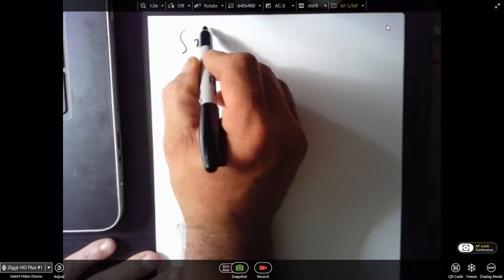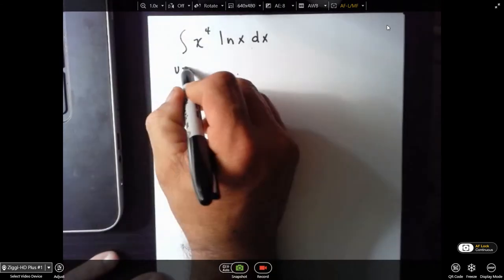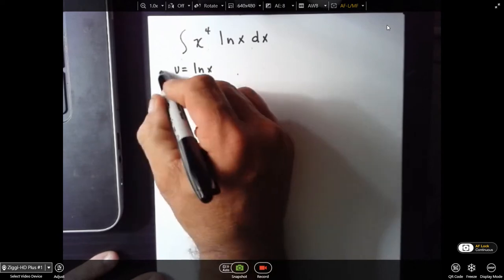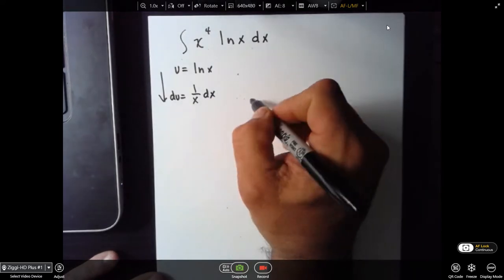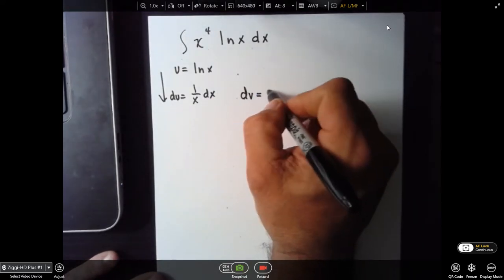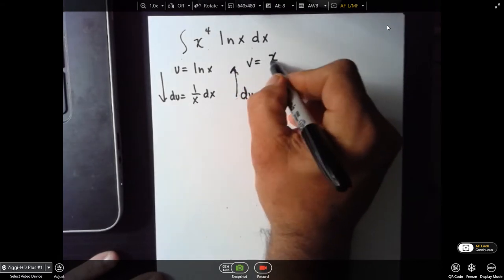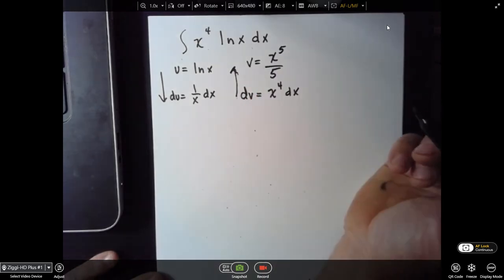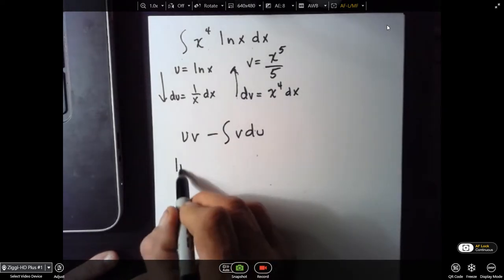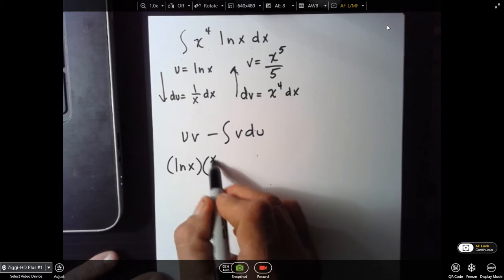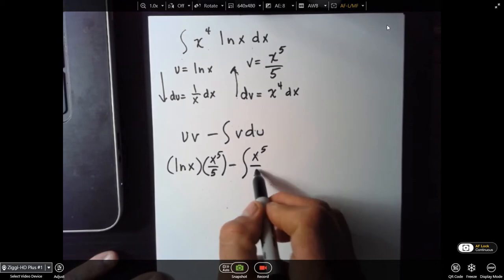Antiderivative of x to the 4th natural log of x dx. And then that's going to give us u is equal to natural log of x. du is equal to 1 over x dx. dv is equal to x to the 4th dx. v is equal to x to the 5th over 5. Ultraviolet minus voodoo. So natural log of x times x to the 5th over 5 minus x to the 5th over 5 times dx.